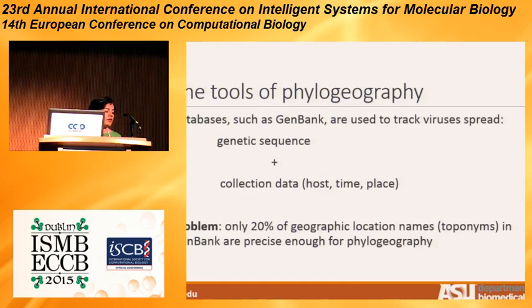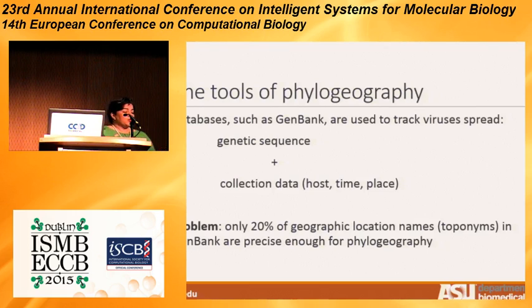The tools of phylogeography are basically databases. There are people, of course, that collect the samples for their study, but this is a collaborative environment, and many times the people studying this migration and mutation are not the same people that are collecting the samples. So they rely on databases such as GenBank to track the virus spread. They can go across continents, across many different countries. So it is vital for them that the information found there can be used.